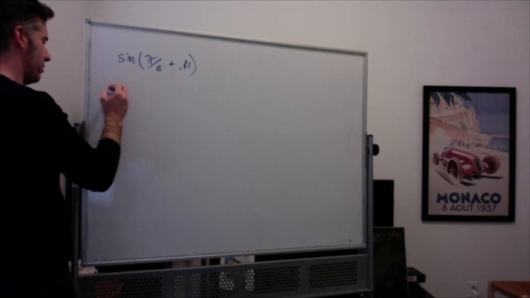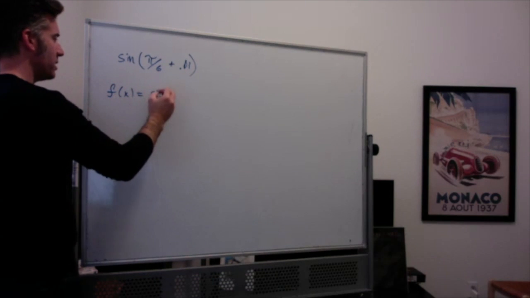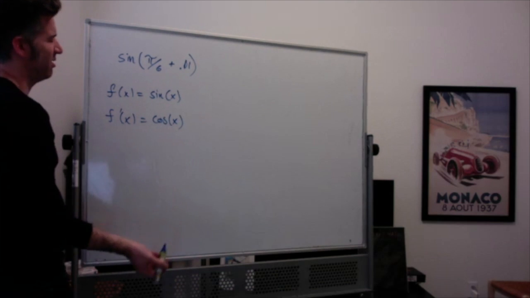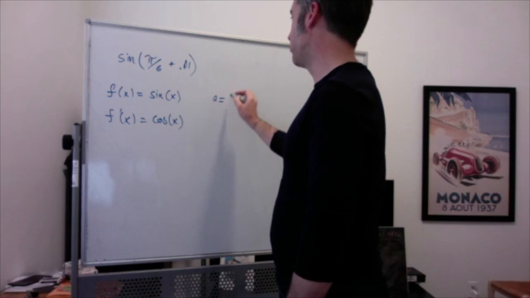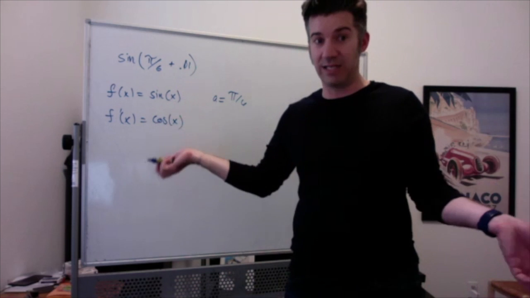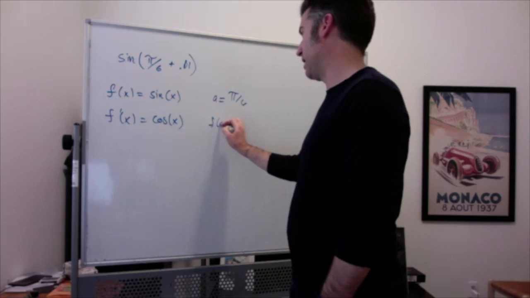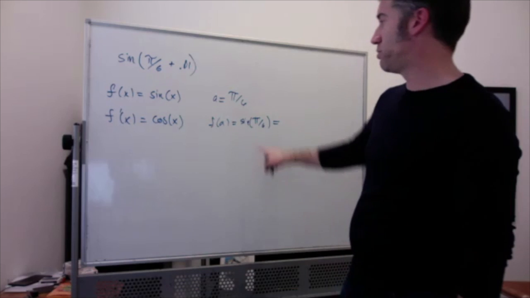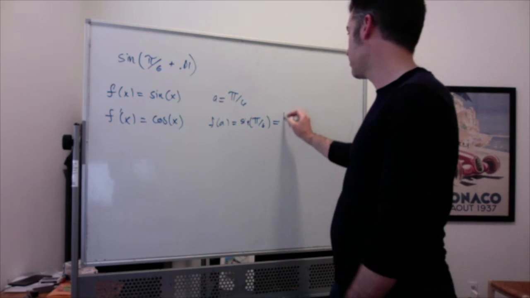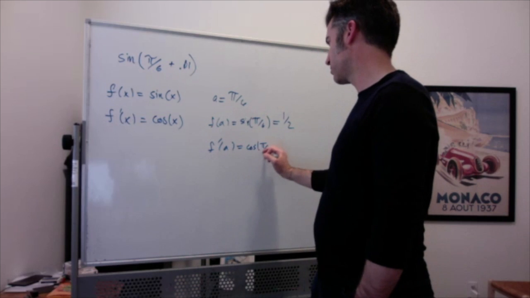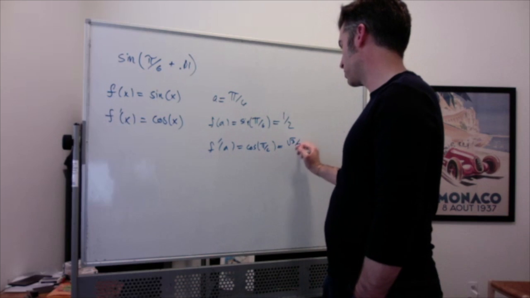So the idea here is still the same. Our function is sine of x. Our derivative is cosine of x. These never come out nice. Our a value is clearly pi over 6, right? Pi over 6 is close to pi over 6 plus 0.01, and it's nice to evaluate things at. We know that f of a, which is sine of pi over 6, is 1/2. And then f prime of a is cosine of pi over 6, which is root 3 over 2.